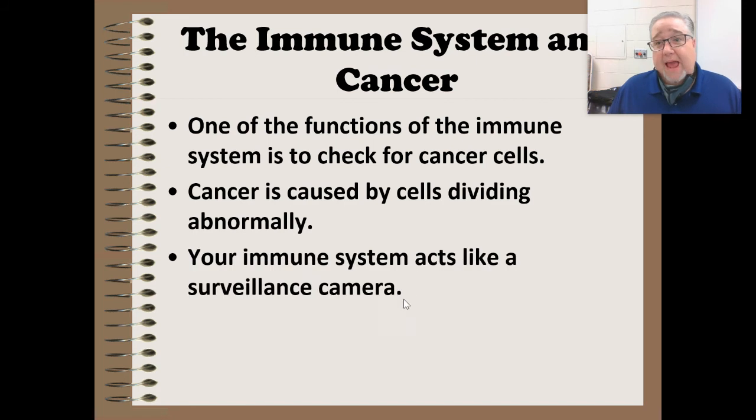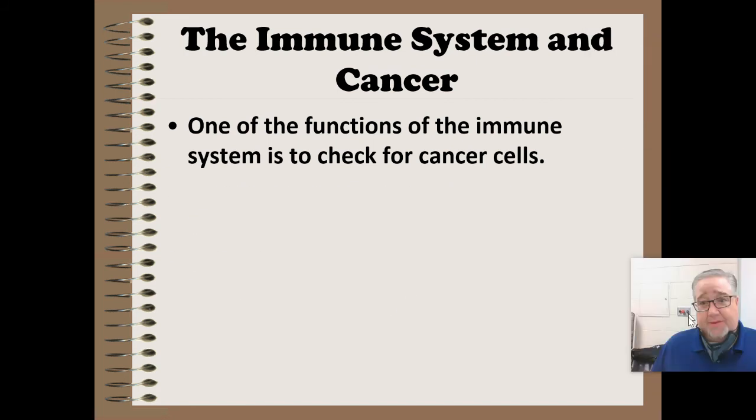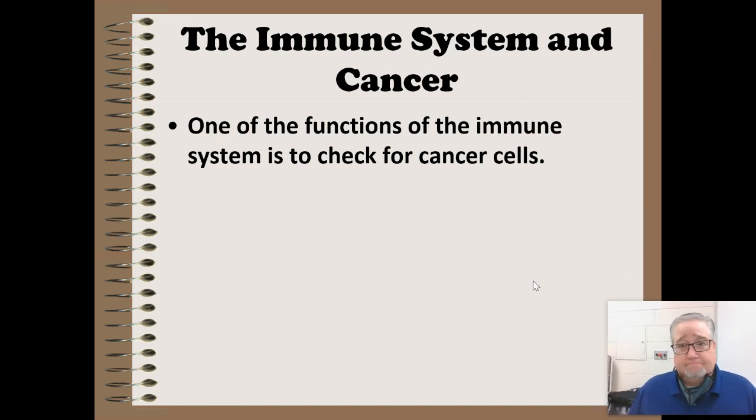The immune system and cancer. This is something I think is kind of important. We talked earlier in the year about what cancer is. Cancer is basically when cells divide abnormally, and then they can metastasize and enter the bloodstream, and they can spread to other parts of your body. But one of the functions of your immune system is to spot that and check it, see if that's happening anywhere in the body.